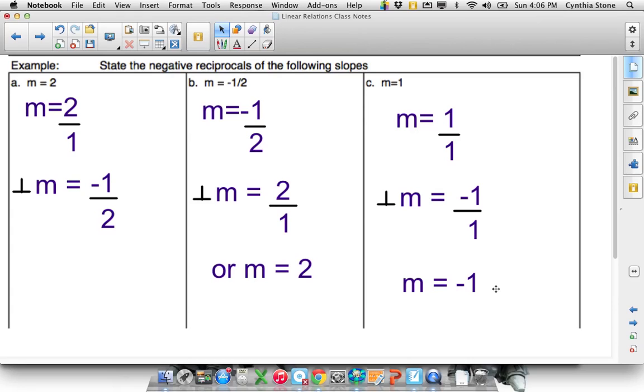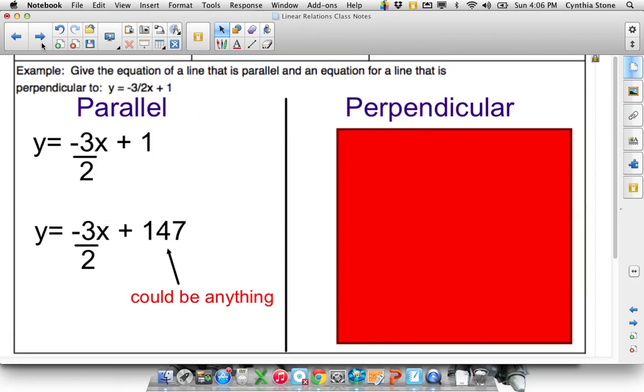So those are the steps. If I had a line that had a slope of 2, and I asked you to tell me a line that's perpendicular, you'd say it would have a slope of negative 1 over 2. That's using what we call negative reciprocals. Okay, so this question would be the application of that. Give the equation of a line that is parallel and an equation of a line that's perpendicular to. Now, when I type them in, it always looks like that, minus 3 over 2, but that actually means this. That's why I wrote that again, okay?